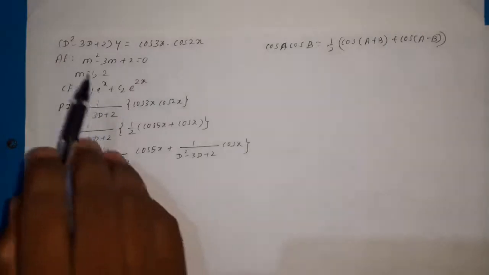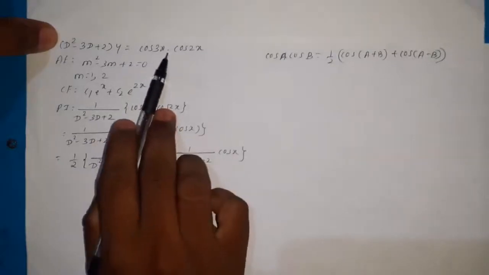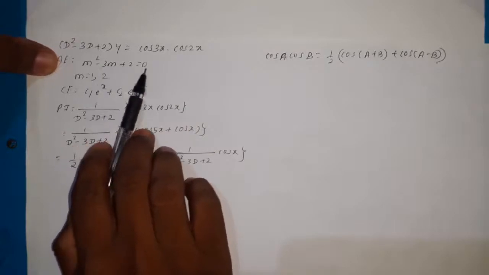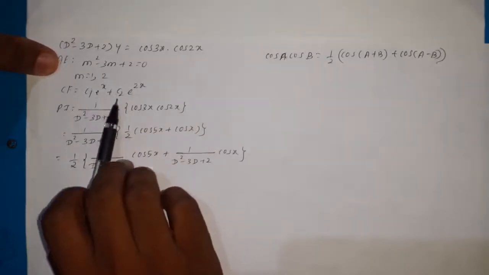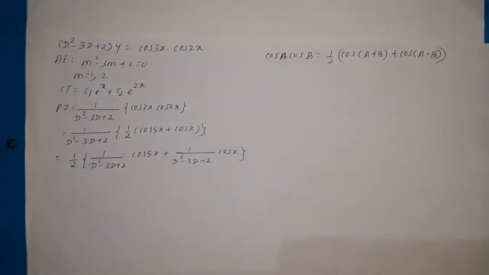The next example is d square minus 3d plus 2 into y is equal to cos 3x into cos 2x. So here auxiliary equation is m square minus 3m plus 2 equal to 0. These are the roots and this is the complementary function. Now on RHS, it is not the sum of two functions, it is a product of two functions. But we can split the function if RHS is the sum of two or more functions. Whenever it is the product, first we need to express that product as sum.